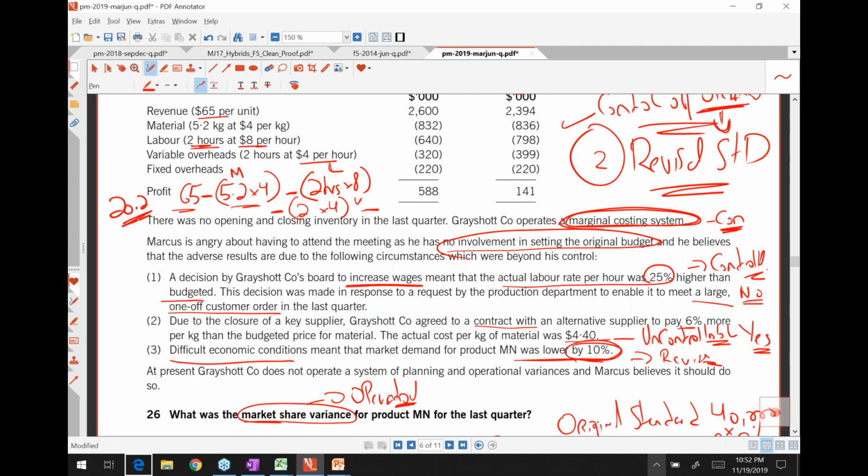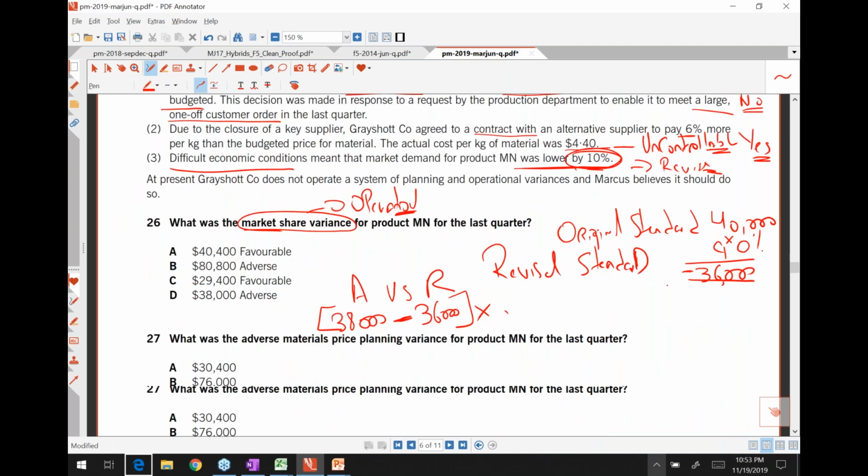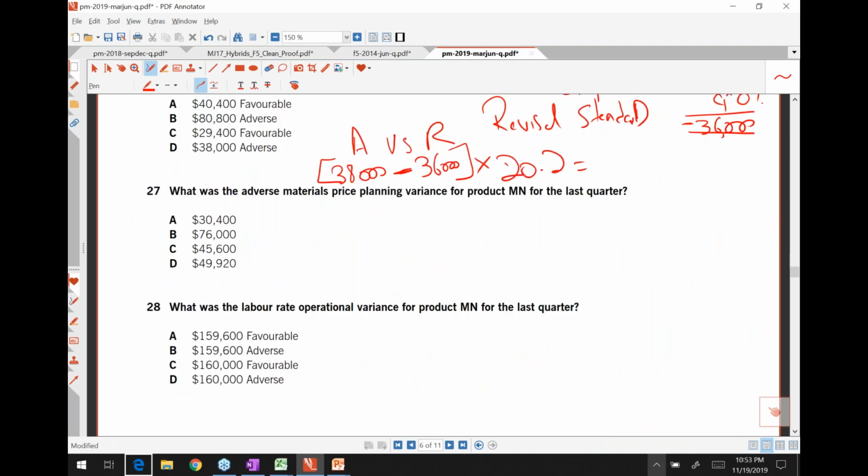20.2 is the standard contribution. Everyone happy? Do you think I'm successful in making this easy for you people? Okay, so 20.2. And what is the answer? I don't know the answer.